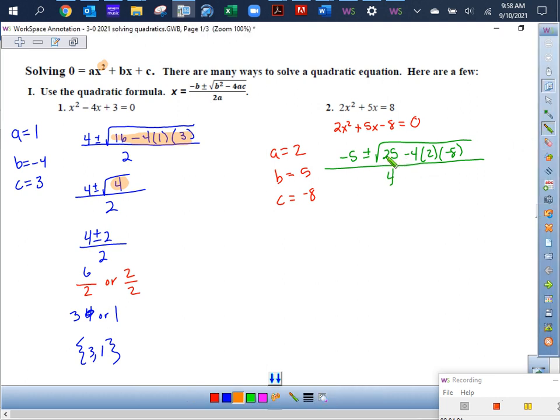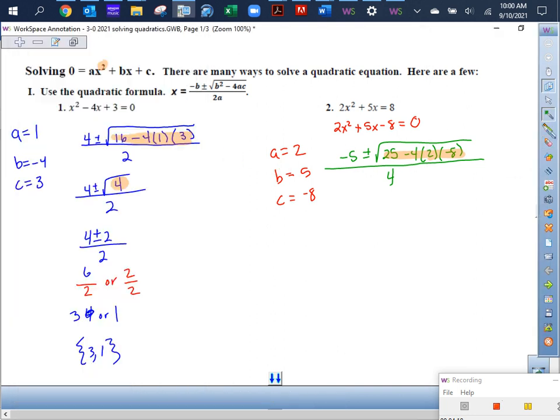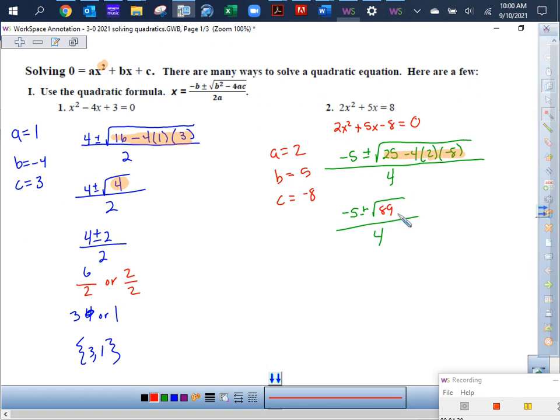Let's find the discriminant, which is right here, by grabbing the old calculator and doing 25 minus 4 times 2 times -8. Using parentheses saves our lives. So I get an 89 out of that for a discriminant. So rewriting it all down, but remember our discriminant was 89, which is not a perfect square. So we can just leave it like this. Sometimes we'll simplify this radical, sometimes we won't.